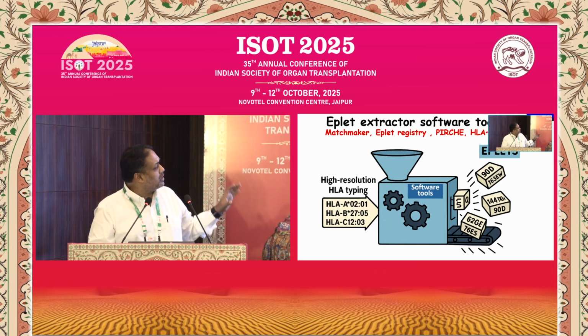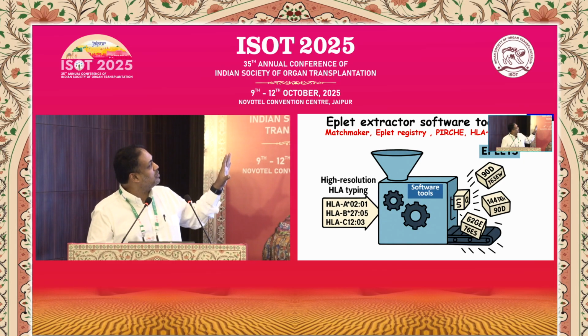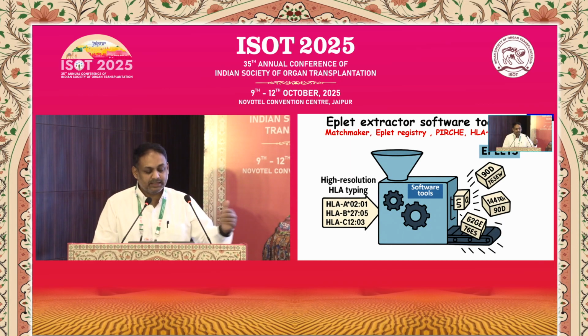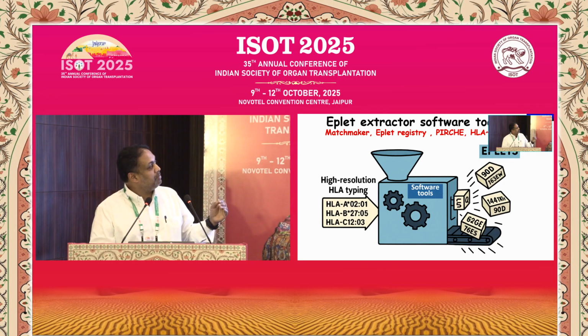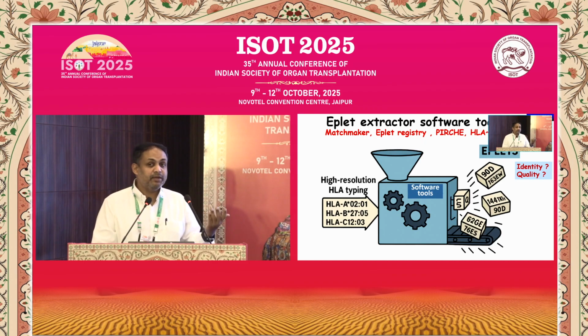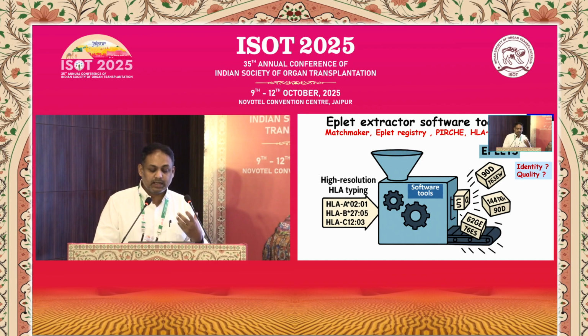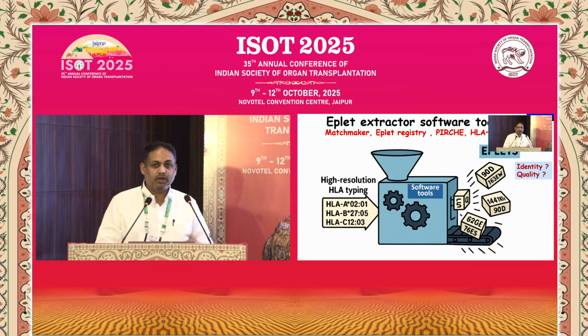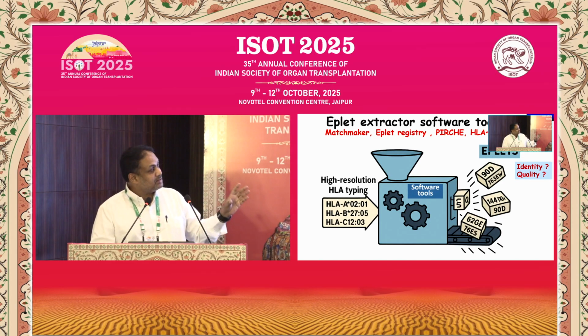So how it works is that we have a lot of software tools. We populate the higher resolution HLA data, and it extracts the epitopes. For each HLA, it tells which eplets are important in that. But the problem is that we are identifying more eplets day by day. Rather than just identifying, we have to understand the quality of it. Some are antibody verified, some are just sitting there without any immunogenicity. So that is where it is evolving right now.